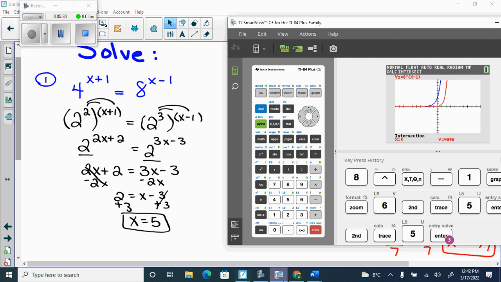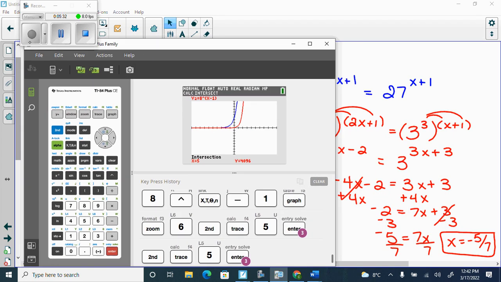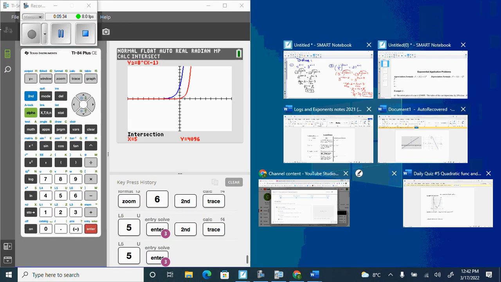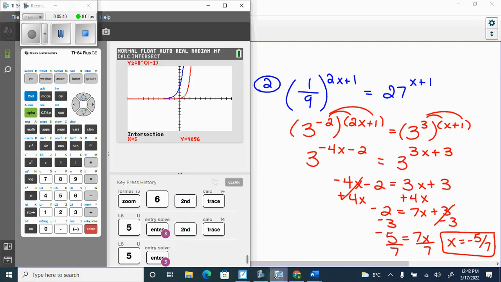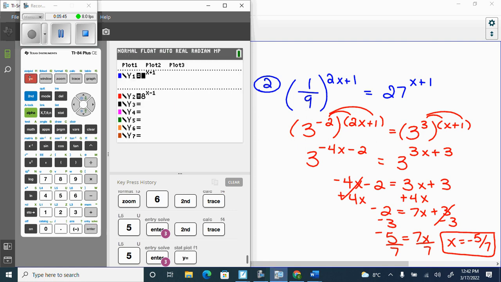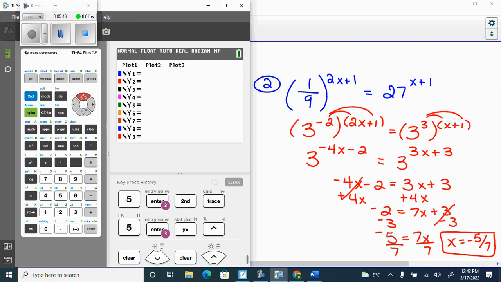Or we can do this again. I don't know what I just did. I did split screen. I don't want to split screen. Okay. Sure, I'll leave it split on this. Okay. So we put in our original. How do we put in a fraction?